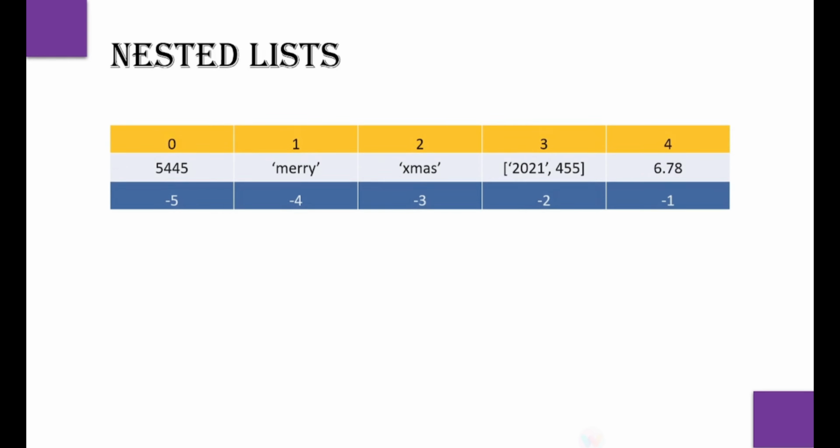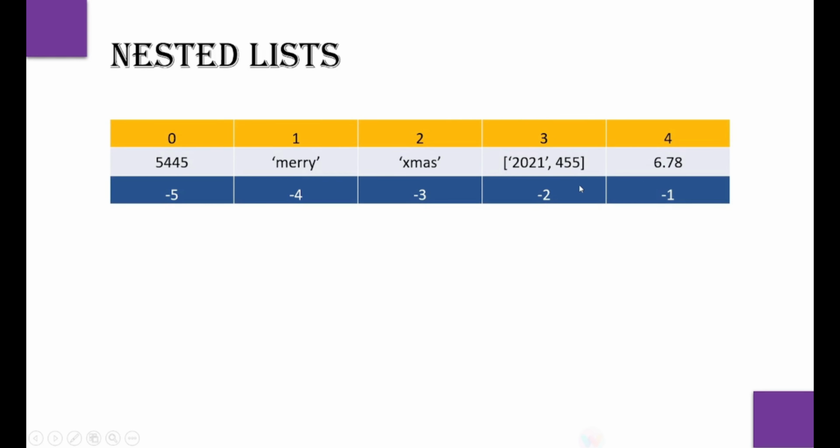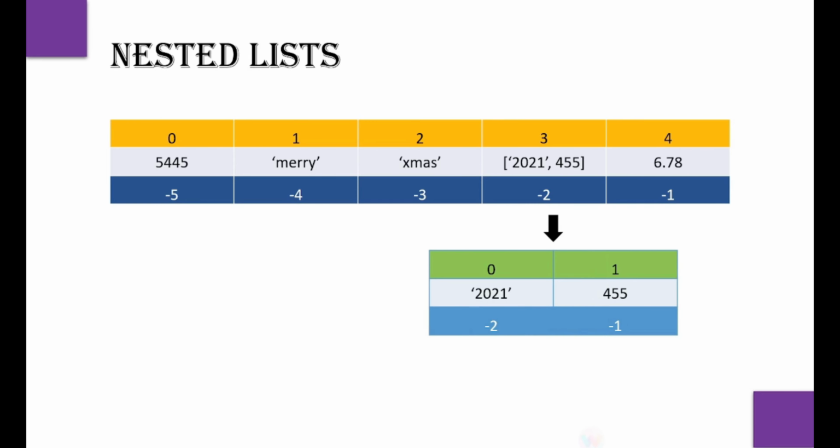Then we have nested list. As we saw in the previous slide, we had a small list inside a bigger list. That's called a nested list. Since all lists are ordered and indexed, even the smaller list will be indexed. If we want to print this whole list, we will write LK index 3, and the whole list is printed.